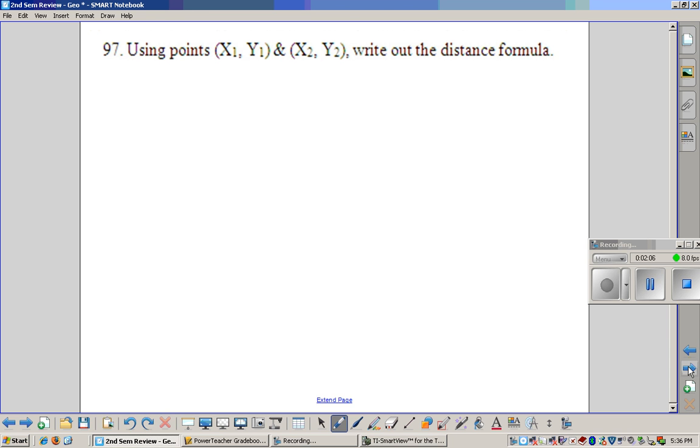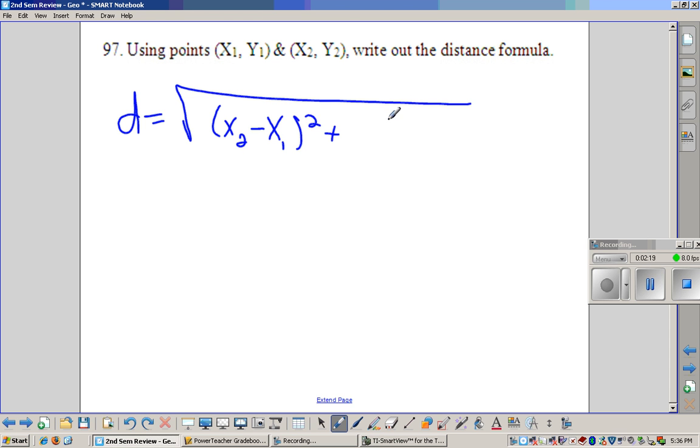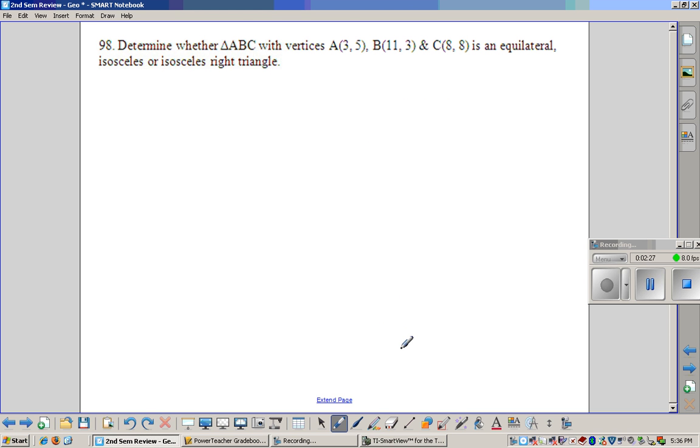Okay, number 97. Write out the distance formula using these letters. Distance equals the square root of x sub 2 minus x sub 1 squared plus y sub 2 minus y sub 1 squared. That's it for 97. That's the formula. Next, determine whether this triangle with these vertices is equilateral, isosceles, or right.